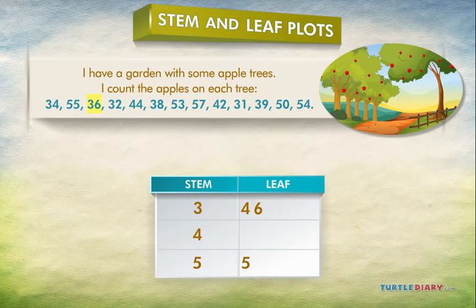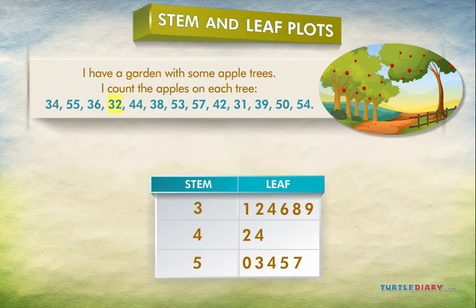My next number is 32. This should go on the 3 stem. But because we want to keep these numbers in order, and 32 is smaller than 34 or 36, the 2 will go to the left of the 4 and the 6, like this. And continuing in this way, I fill in the rest of the plot.